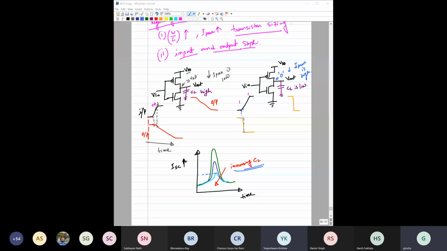Sir, when CL is high, why are the output characteristics like this? Because if you are not changing the size of this PMOS and NMOS, will it not take much longer time for this CL to get discharged through this NMOS? Okay, sir. Got it. But if CL is lower, then it will take very little time to get discharged, right? Yes, sir.